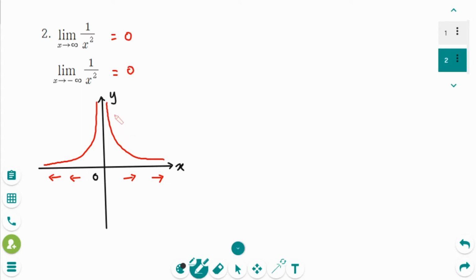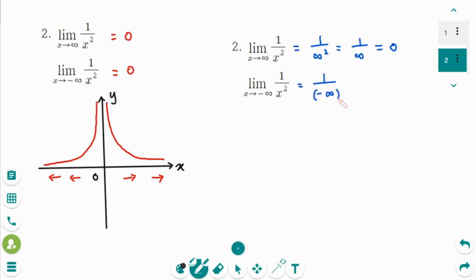However, there is an easier method. Don't think about using a graph every time. Simply plug infinity into x. So this one is 1 over infinity squared. It's the same as 1 over infinity, which equals 0. The same thing as x approaches minus infinity: 1 over minus infinity squared equals 1 over infinity squared, because squaring a minus makes a positive sign. So the answer is also 0.